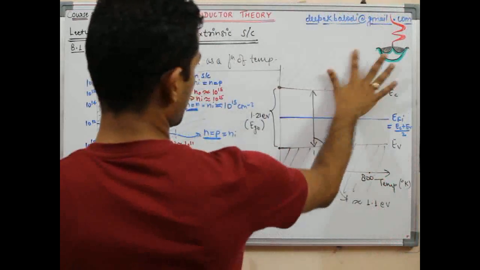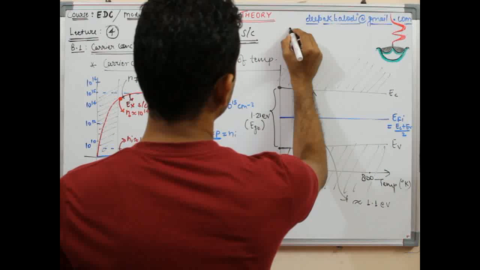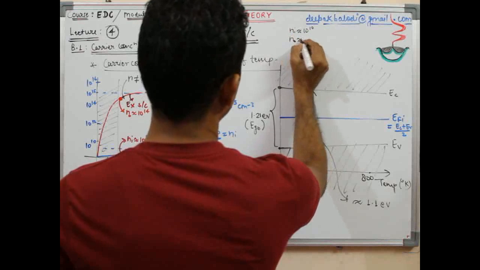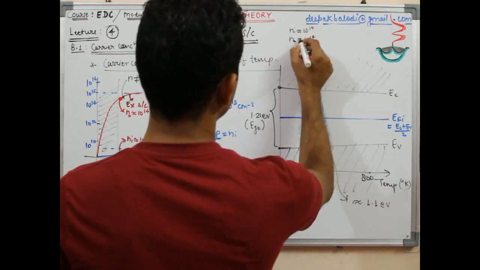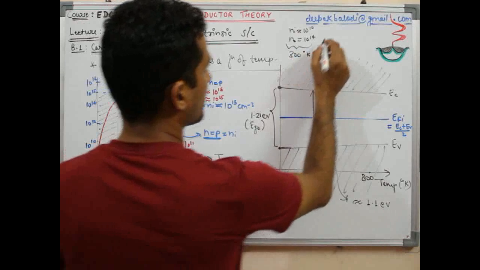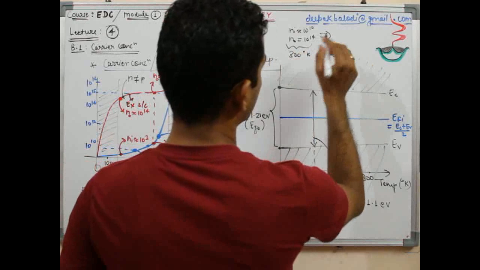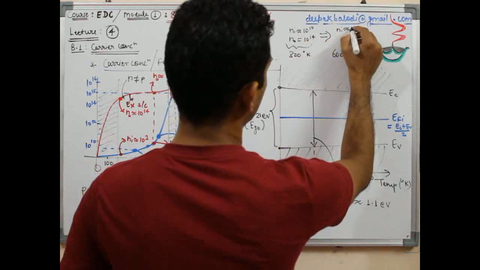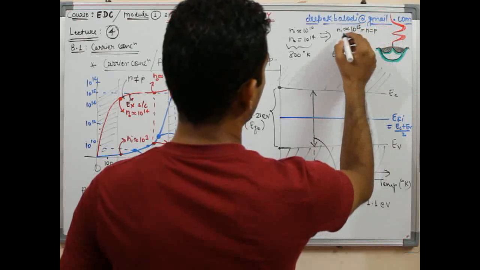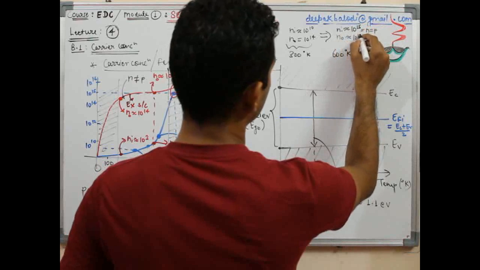Let me give you a figure like this. We all started at room temperature, 300 Kelvin, where ni was approximately 10 to the power 10 and n naught was approximately 10 to the power 14, let's say. But when we increase the temperature to around 600 Kelvin, what happens? ni goes to approximately 10 to the power 15 for both n and p, and n naught still remains 10 to the power 15 or increases a little bit, because that is almost constant.